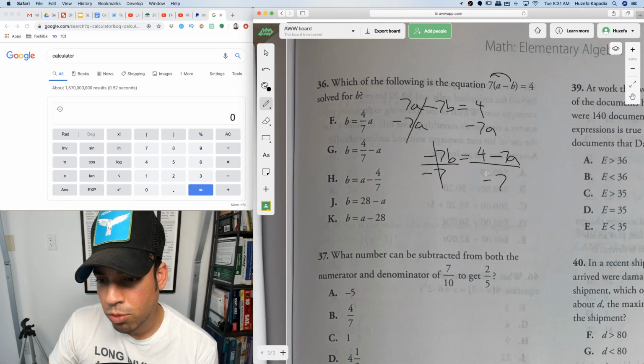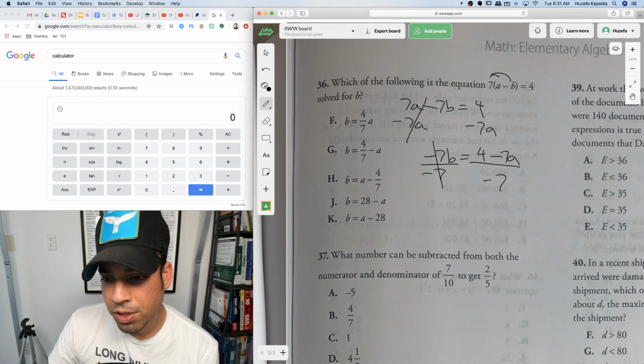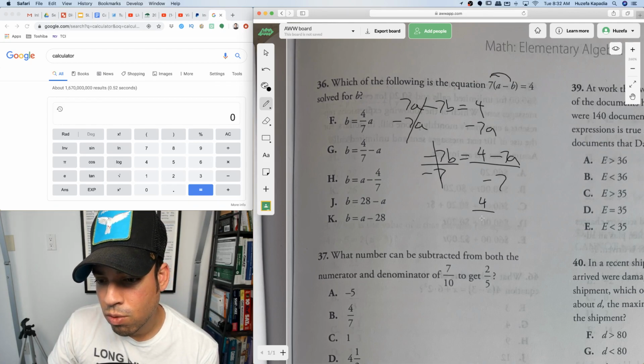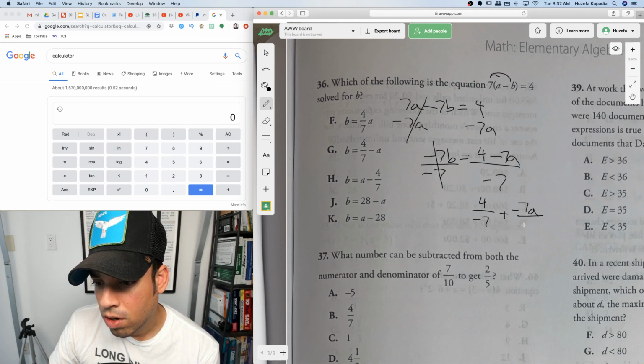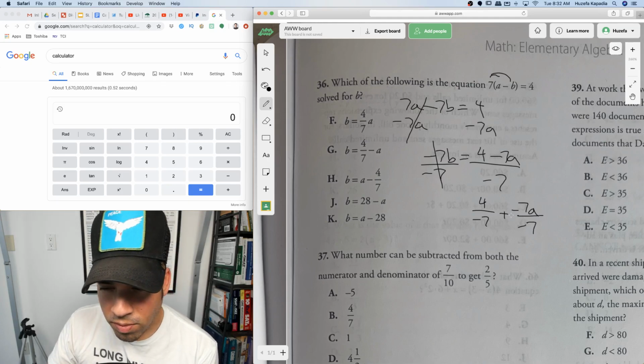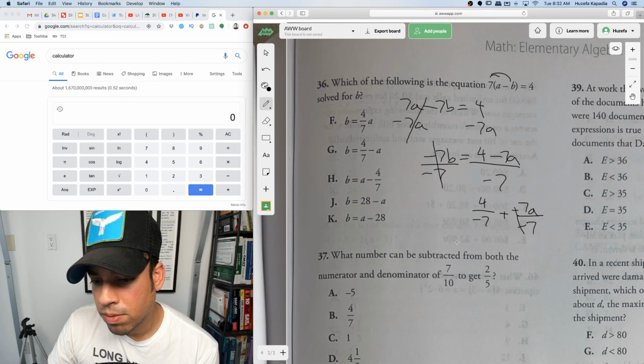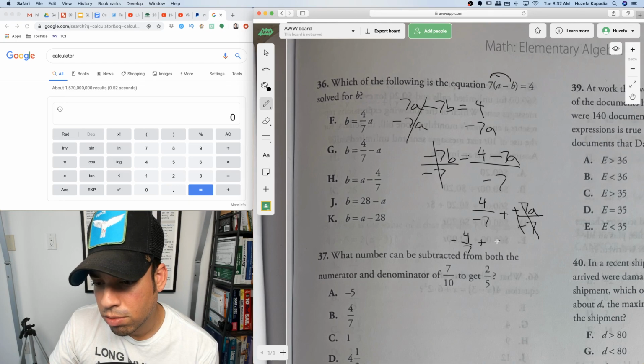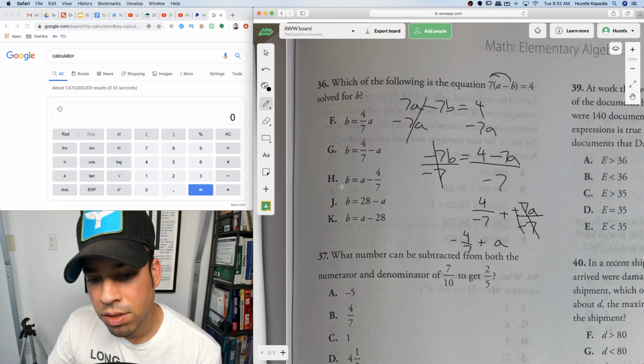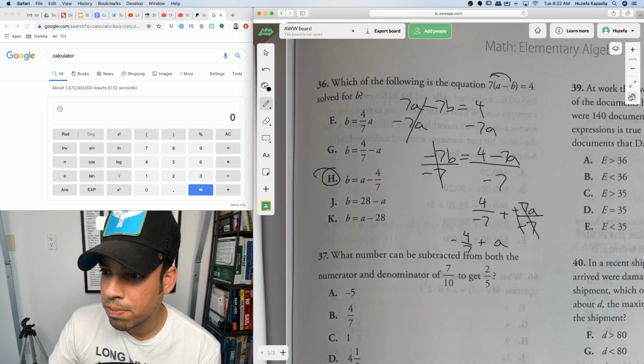Oh, it looks like they did a little more simplification. Then looks like they split it up into two fractions, so they'll make this 4 over -7 plus -7a over -7. We could do that, or I could bring the negative up, whatever's easier. And then these negatives cancel out, and we've got -4/7 plus, and then 7 over 7 cancels out too, plus a. -4/7 plus a, or a minus 4/7, same dealio.